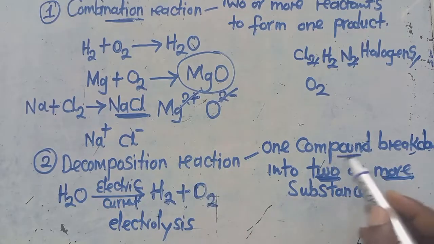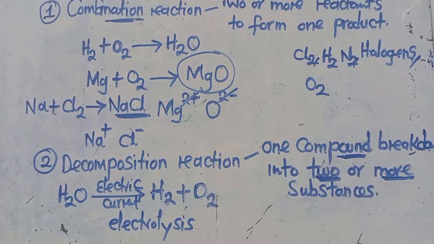I told you to say, what is a compound? A compound is a chemical combination of two or more elements or substances. So it is a chemical combination. This is a chemical combination of two or more substances. This is what you have to understand.